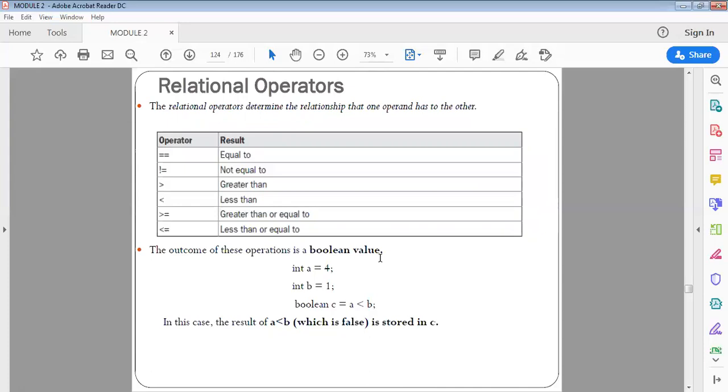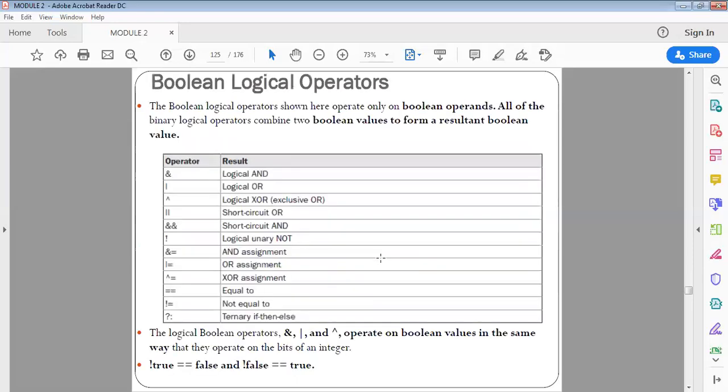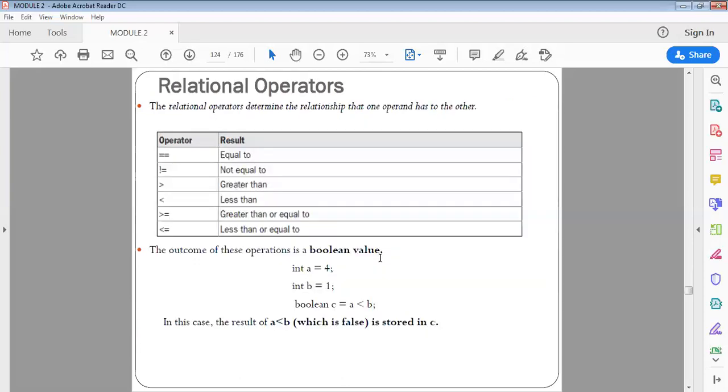If int a equals 4, b equals 1, and Boolean c is equal to a less than b, then when you substitute the values for a and b, you get 4 less than 1. What is the condition? The condition 4 is less than 1 is false. So Boolean c will contain the value false. So those are the relational operators.